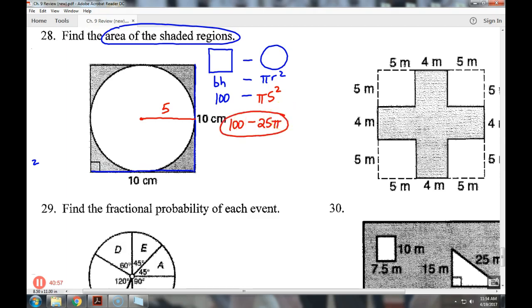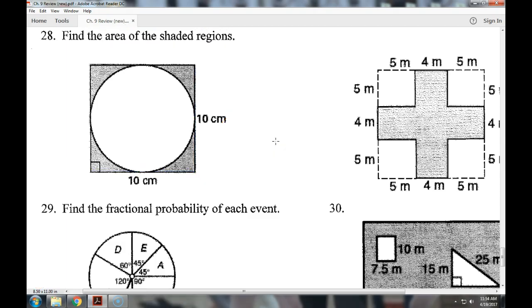That would be an exact answer maybe on an SAT or ACT, but I'm going to go ahead and get a decimal for it. So 100 minus 25 pi, and you get 21.46. That one was on the homework. I remember that one. Alright, looks like we got a little spinner problem here for number 29.